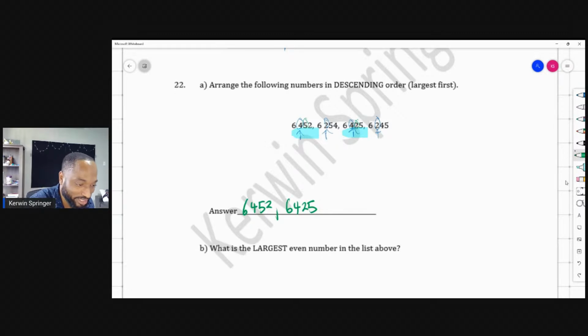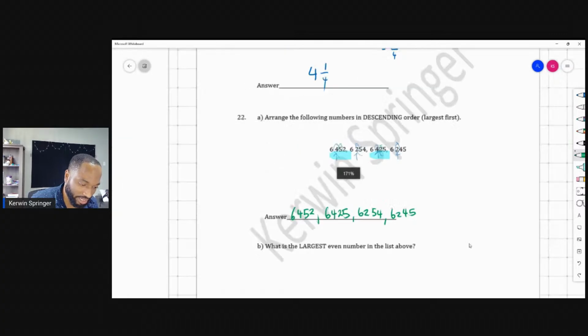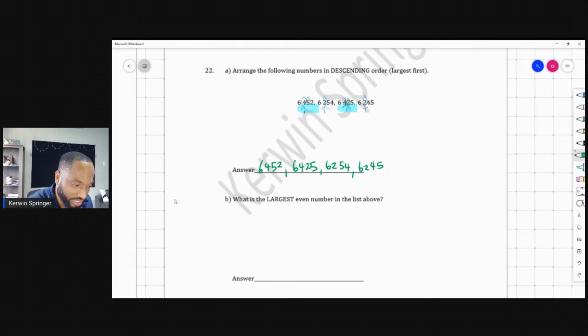6, 2, 5, 4 should be before 6, 2, 4, 5 because this is bigger than this. And guys, really, what is the largest even number in the list above? So in this list, this is an even number because it ends in 2. So that's the largest even number. Easy.